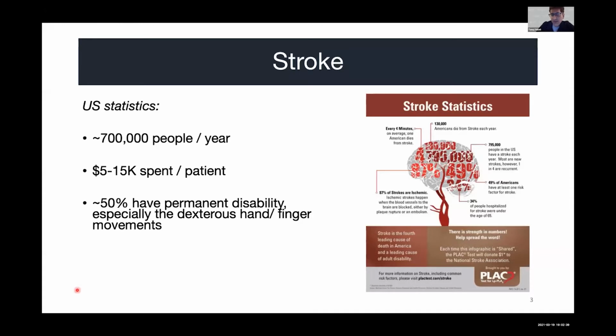I do know that you've had a talk on stroke earlier this week by another speaker, but I still wanted to take a minute to introduce the problem here. These are US statistics, but a new stroke occurs approximately every 4 minutes in the United States, and it's very, very common all over the world right now. There is a lot of cost associated with the disability.